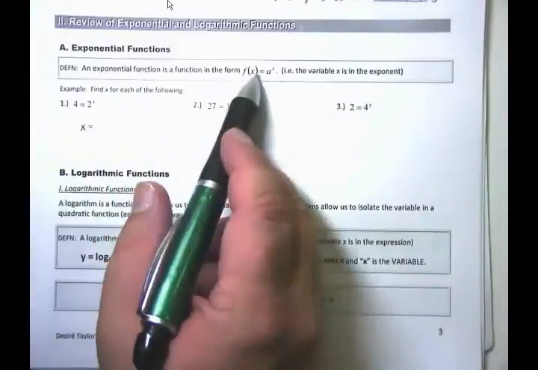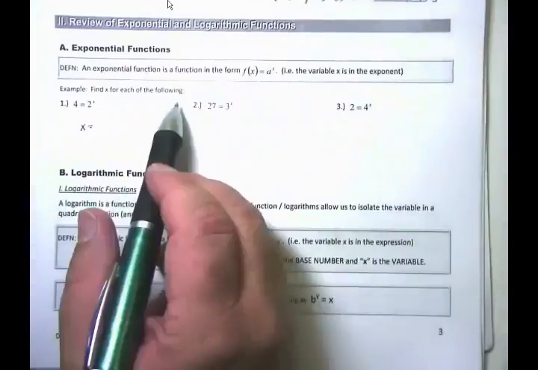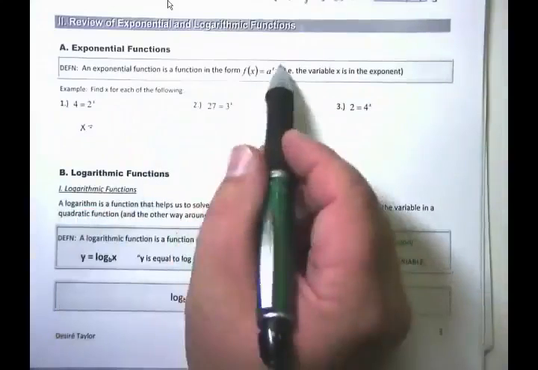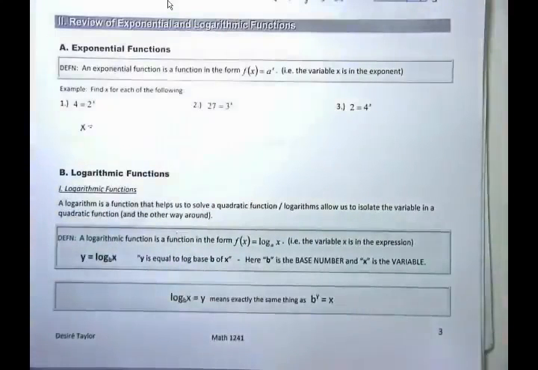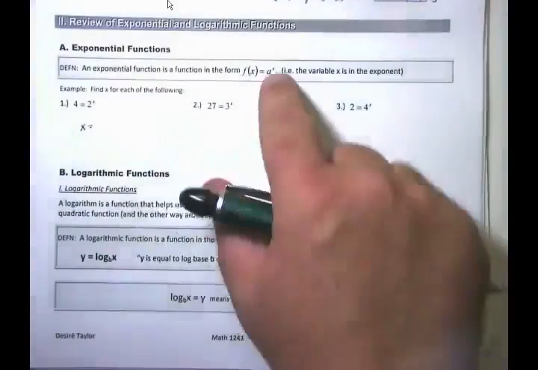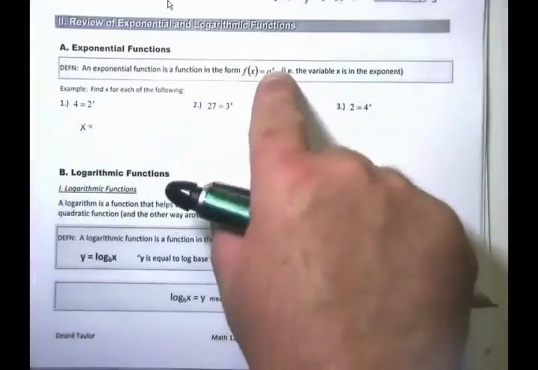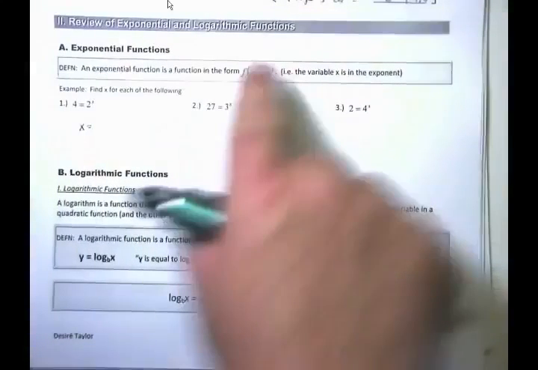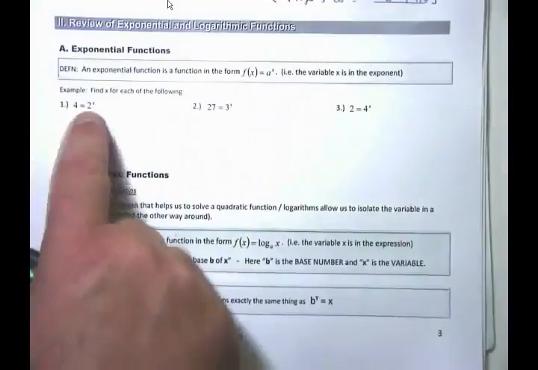Solve for x on this exponential function. An exponential function is a function of the form f of x equals a to the x. Okay? And so you notice that the x is in the exponent of whatever function. That's what makes it an exponential function. A is called the base.